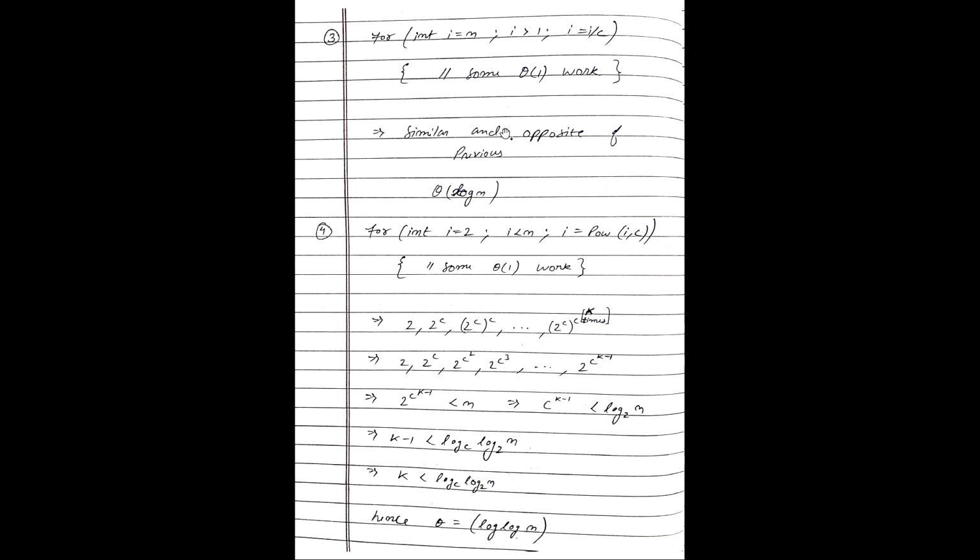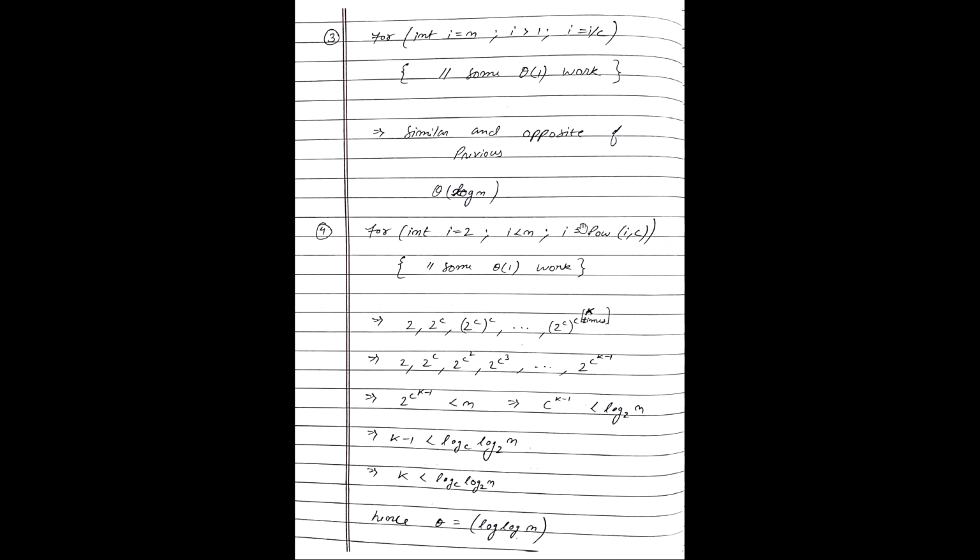Coming to our next question, we could see the loop is running from i equals n to 1, and the expression going on here is dividing itself by a constant c. So there is some theta work going on. It is similar to, and the opposite of, the previous one. Here you could see it is running from n down to 1, dividing itself by a constant c, so it takes 1, then c, hence it's log n. Similar for this.